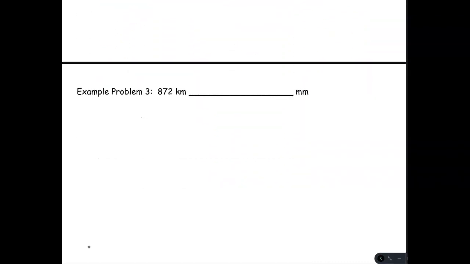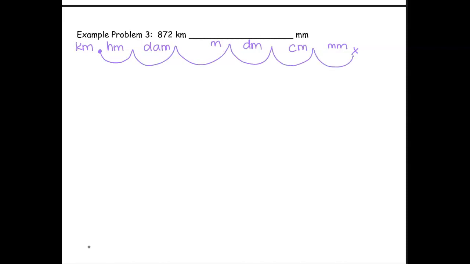Okay, let's do problem number 3. Meters is my base unit. I know I'm going to end up with millimeters. I know I'm going to be on kilometers on this side. And then I go back, let's see, King Henry died. Base unit, drinking, chocolate, milk. So I'm starting here, and I want to end up here. So I'm going to count my bubbles. 1, 2, 3, 4, 5, 6. Going on, go 6 to the right.